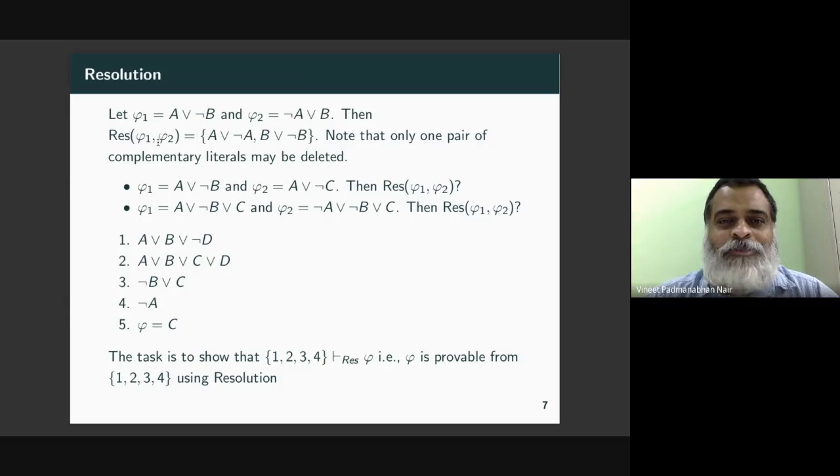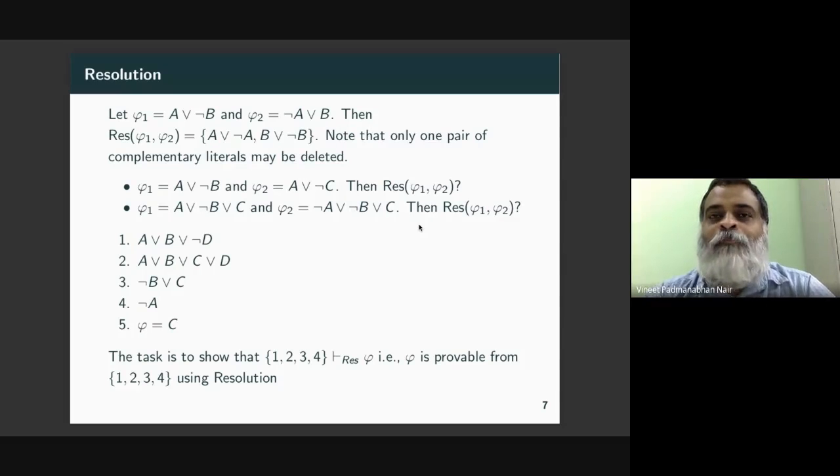How resolution happens is it deletes one pair of complementary literals at a time. Complementary literals means one positive, one negative. So if I take phi 1 and phi 2, in the first attempt, not B and B get cancelled, so you get A or not A. In the second, A and not A get cancelled, you get B or not B. Now I have written here, note that only one pair of complementary literals may be deleted. That is for understanding purposes.